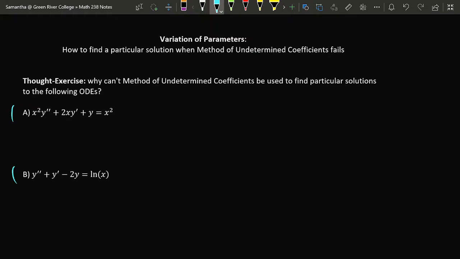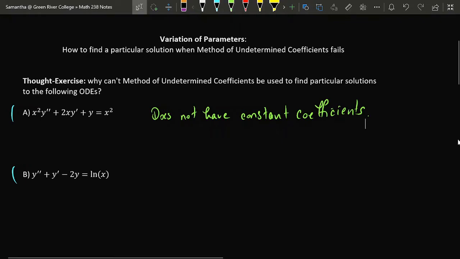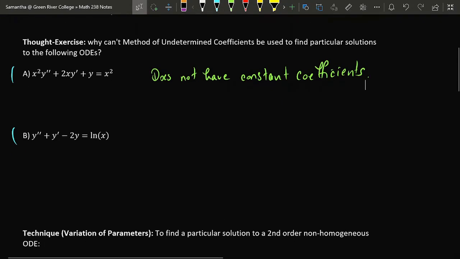The issue with the first equation is that we had a little bit of fine print when we were using the method of undetermined coefficients. The method could only be used when the differential equation had constant coefficients. And this one does not have constant coefficients. This equation in A is a Cauchy-Euler equation, not an equation with constant coefficients, and therefore the method of undetermined coefficients cannot be applied to the equation in part A.